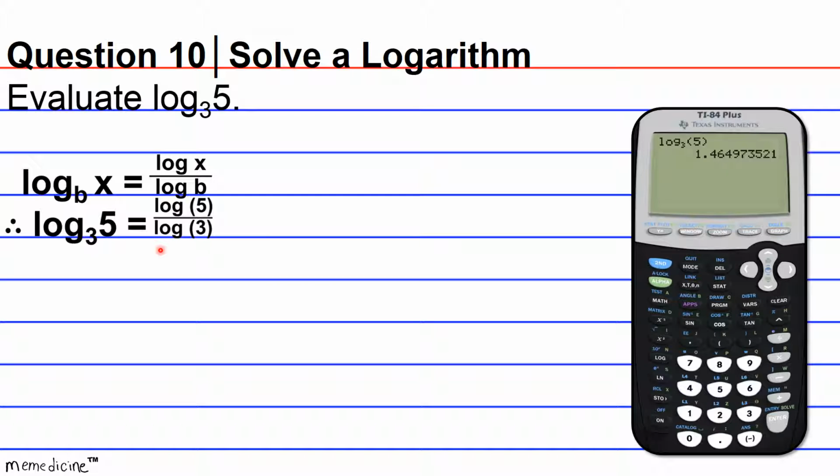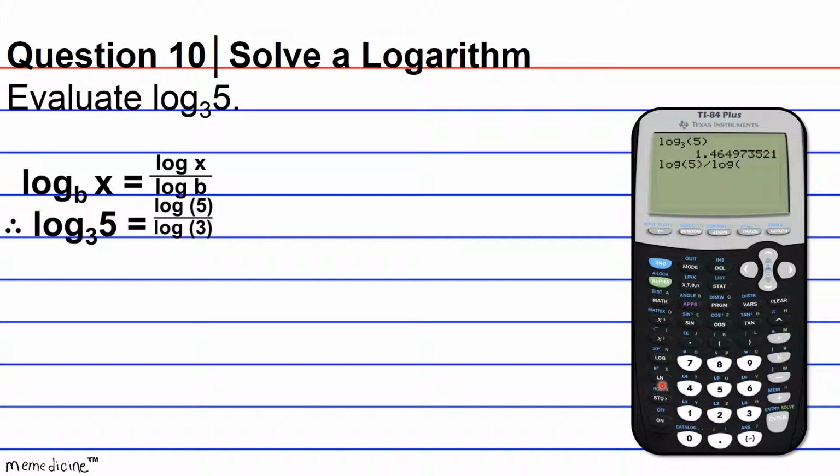And we can go ahead and input this into our graphing calculator. So what we're going to do is hit log, then you'll get this function. It's the common logarithm because no base is specified. That means it's base 10. And now we're going to hit 5. Then we close out our parentheses by hitting the close parentheses button, and we insert our division sign by hitting the division key.